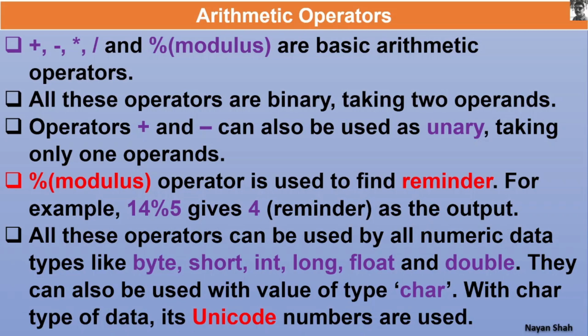All these operators can be used by all numeric data types like byte, short, integer, long, float and double. So all these 5 can be used by all these 6 data types. They can also be used with value of type character, because if you remember while discussing data types, I told that character data type is internally stored as number, because every character is associated with a Unicode number. So they can also be used with value of type character, and with character type of data their Unicode numbers are used for calculation.